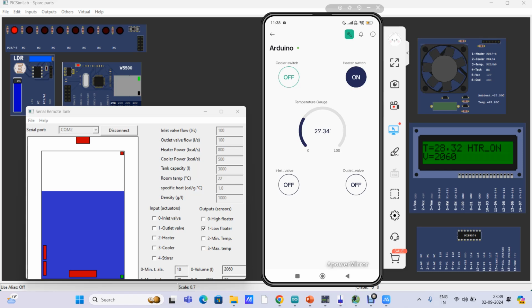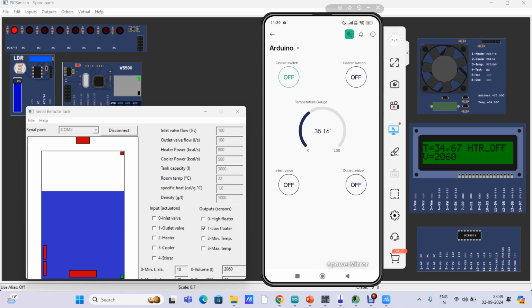Heater is on, so the value is changing: 28.81, 29.30, 30.27, 30.76, 31.25. So after 35 degrees Celsius, it will get reduced. The heater will stop. See, 35.16, then it will go on decreasing.